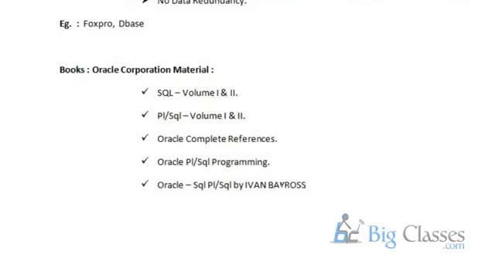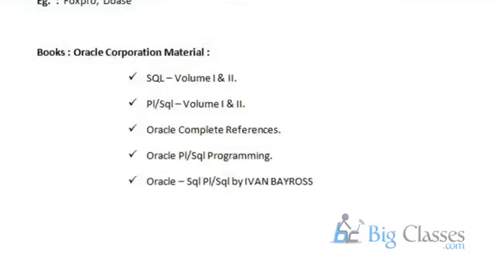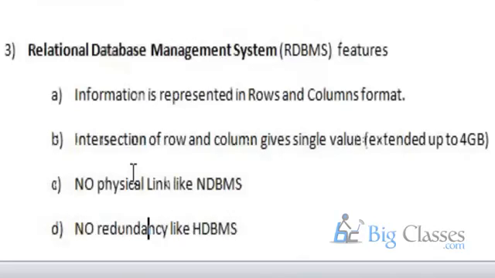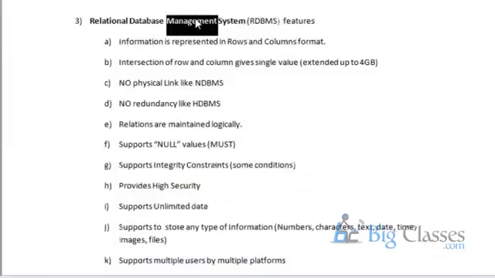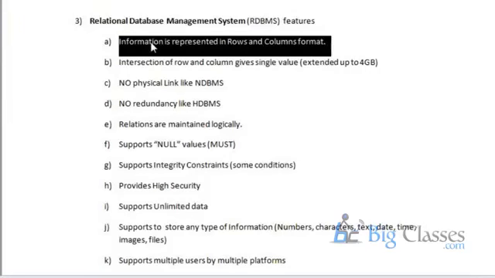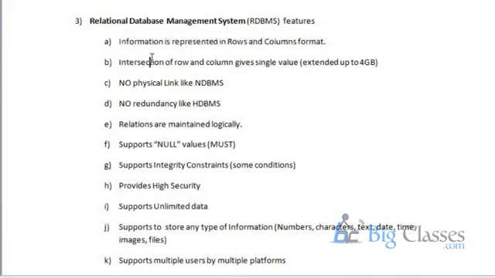Then relational database management system. So we have gone through hierarchical DBMS and network DBMS. Now the relational database management system. You can see the various features. Information is stored in rows and columns format, as I have been telling you, in tabular format. The intersection of row and column gives a single value. In an Excel sheet, you can see the intersection of row and column is a cell.